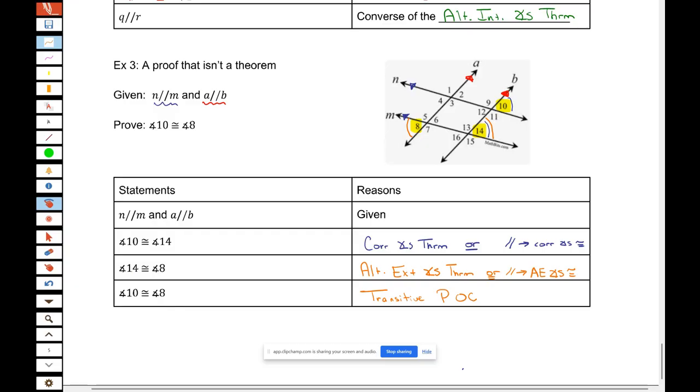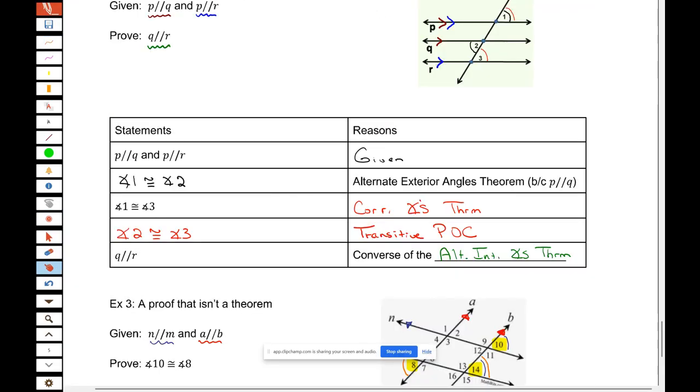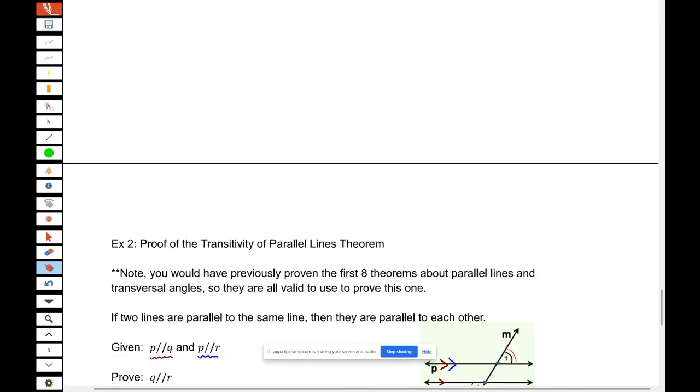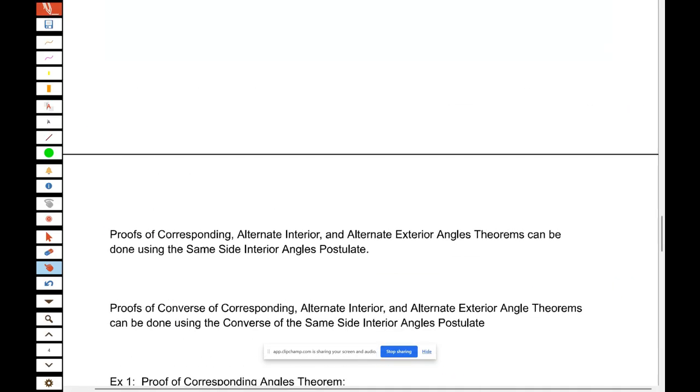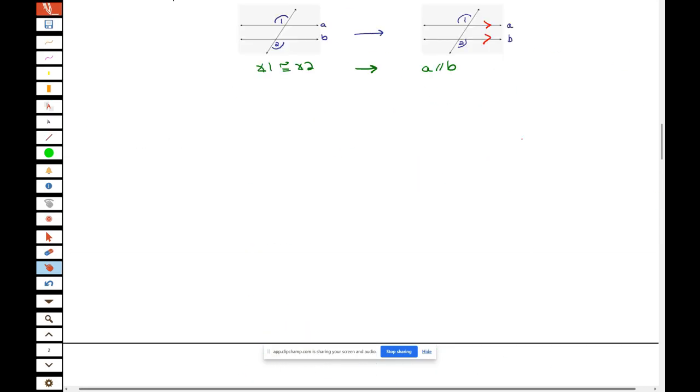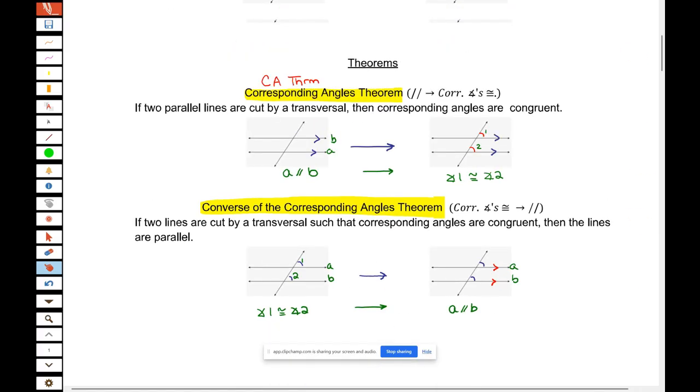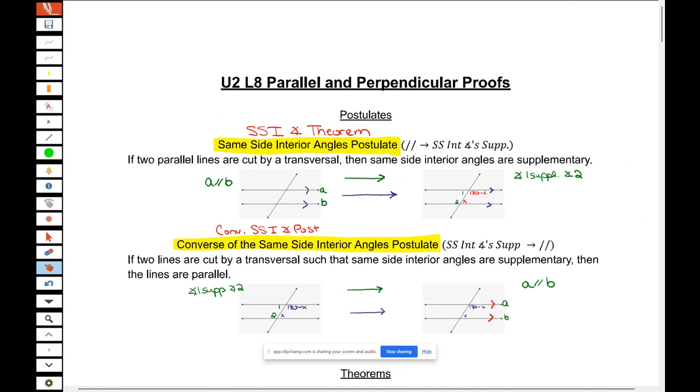So this is the end of our lesson on parallel lines, perpendicular lines, and the proofs that are involved in them. We're going to be getting ready for our Unit 2 summative on proofs, and then we will be coming back for Unit 3 where we start doing transformations.